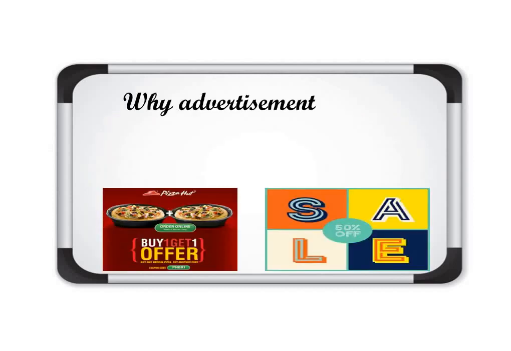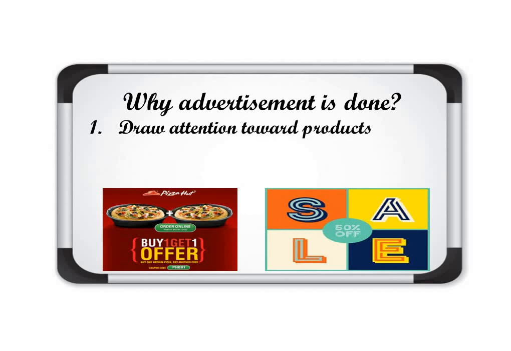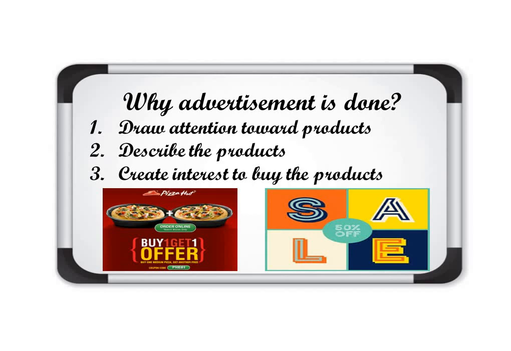Now the next thing is why advertisement is done, that is, why the different brands do advertisement. To draw attention towards a particular product: definitely, advertisement is done to draw the attention of consumers towards a particular brand, a particular product. Number 2, describe the products. In the advertisement, that particular product is described. Next, create interest to buy the products. Advertisements create interest in consumers towards the product to buy them.